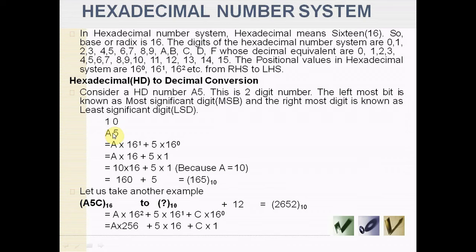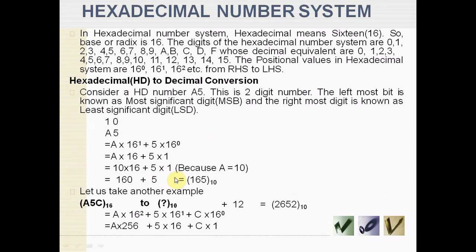Now we will see conversion of hexadecimal to decimal. Consider a hexadecimal number, suppose A5. This is a 2-digit number. The leftmost digit is known as the most significant digit, and the rightmost digit is known as the least significant digit. Now we multiply the digits with their positional values. We give the numbering of A5. The numbering starts from right-hand side to left-hand side and is incremented by 1. So the numbering of 5 is 0 and the numbering of A is 1.